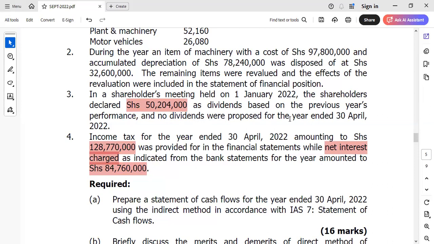And no dividends were proposed for the year ended the 30th April 2022. But remember, they are proposing this dividend in the year you are trying to handle. So what does that one mean?